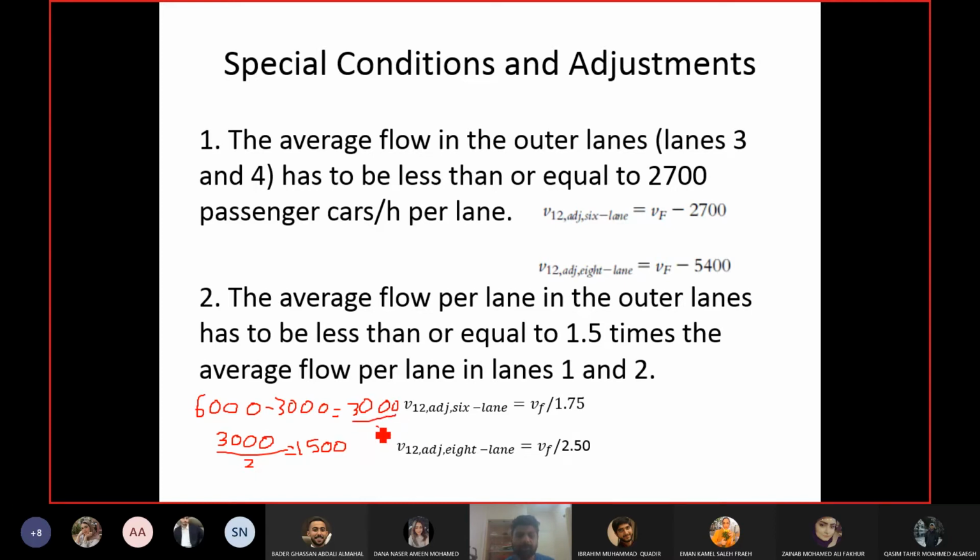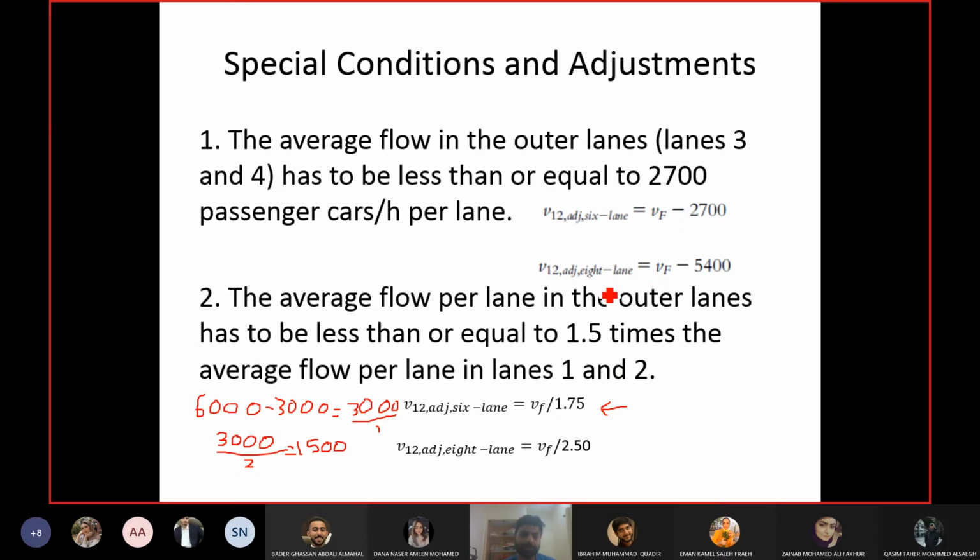So then you have a flow which is obviously 1,500 and 3,000. The ratio is 2 times, so it is more than 1.5 times, right? So in that case, the adjusted flow in the two adjacent lanes will be calculated using this equation. In the end, you will select a value that fulfills both these conditions. If this condition is applied, then this condition is applied, and you have two values, so you will take the value which fulfills both conditions.